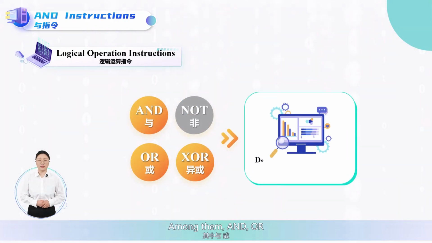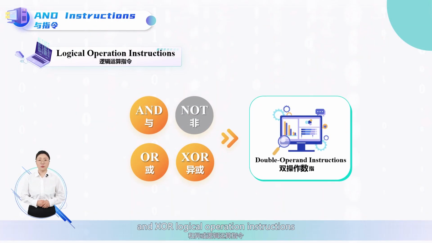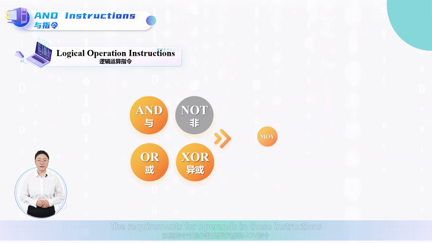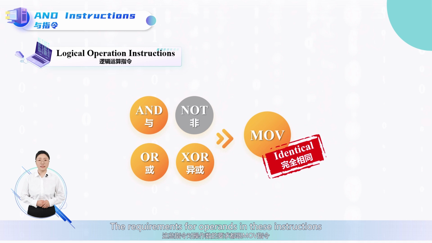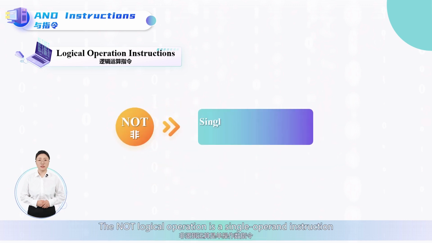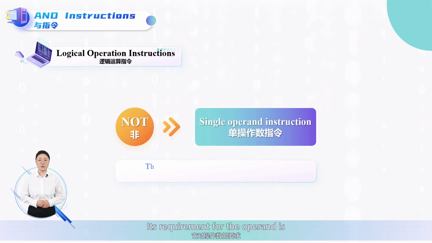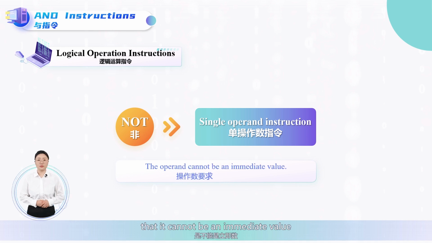Among them, AND, OR, and XOR logical operation instructions are all dual operand instructions. The requirements for operands in these instructions are exactly the same as those for the MOV instruction. The NOT logical operation is a single operand instruction. Its requirement for the operand is that it cannot be an immediate value.